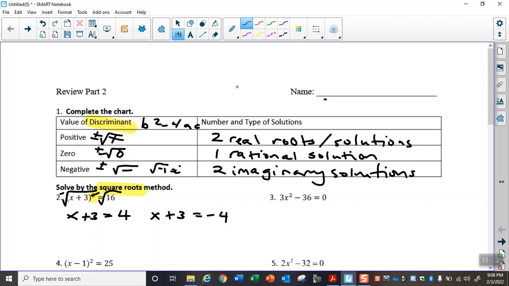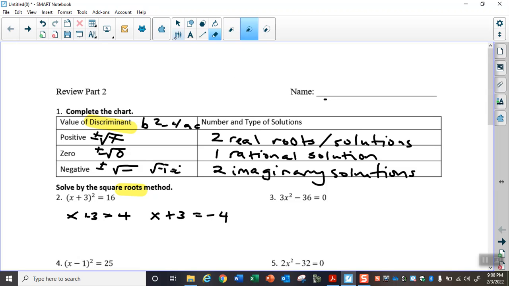Because if I go back and look at my original equation, if I take a number and I square it, I'm always going to get a positive. So if I take 4 squared, that's going to be 16. If I take -4 squared, that's going to give me 16. So I have my two equations here, and then I just solve them.